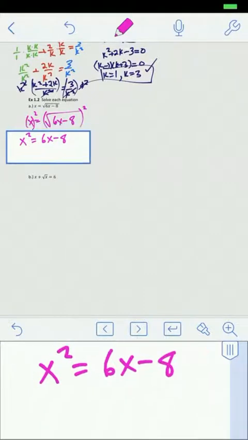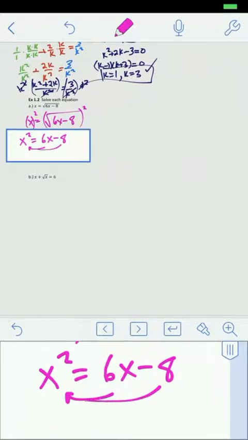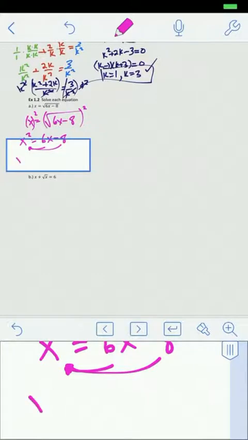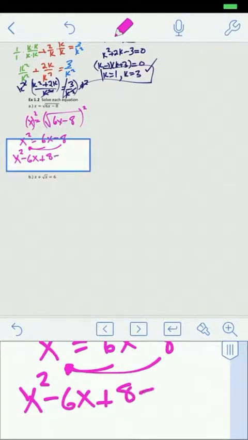Okay. Now this looks very quadratic. I can just move these guys over. Again, I like to move things towards the squared term. If you want to make it easier and move the other one, move the x the other way, that's fine. You'll just have a negative x squared, and then you'll have to deal with that, but that's okay. So I get x squared minus 6x plus 8 equals 0.